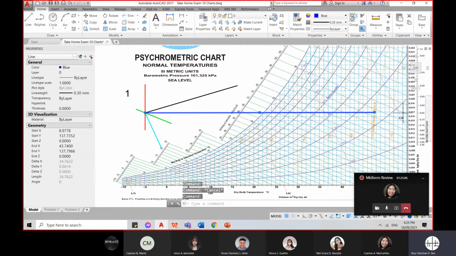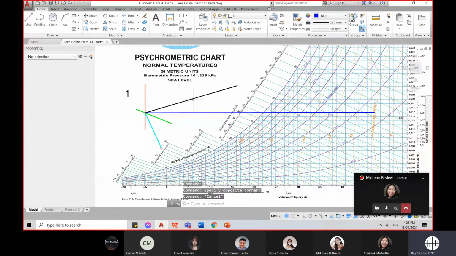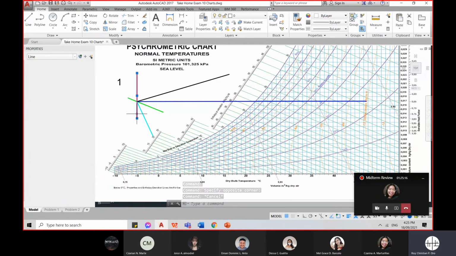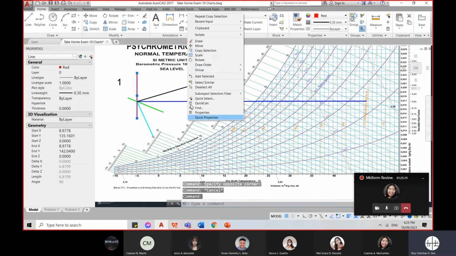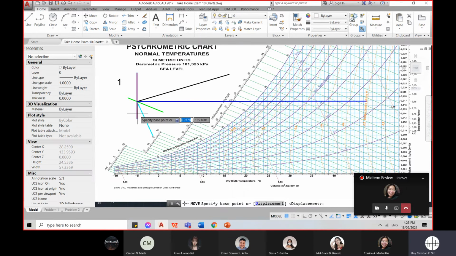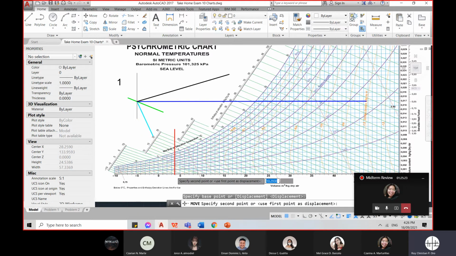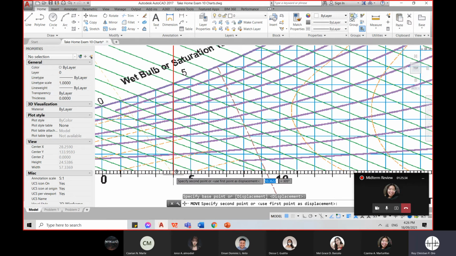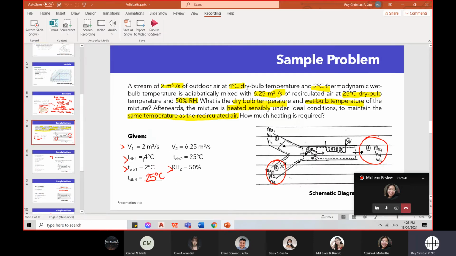Then the blue line is to show the specific humidity, W. Then the black is the process itself. So we know that at state 1, it's at 4 degrees Celsius dry bulb, so we move it at 4 degrees Celsius dry bulb. I usually do this in AutoCAD, print it, and then use a ballpen, so it's not a headache. So this 4 degrees Celsius is the wet bulb. So that's about right, 4 degrees Celsius.